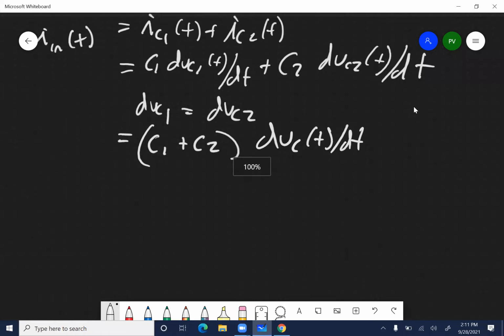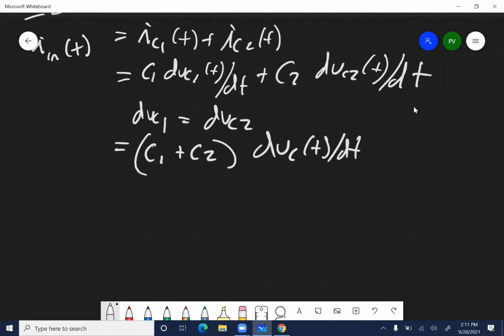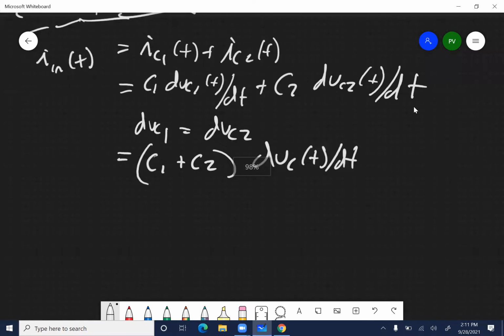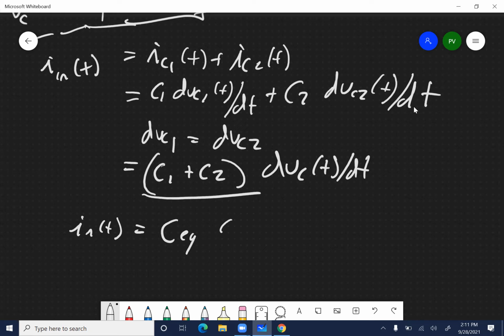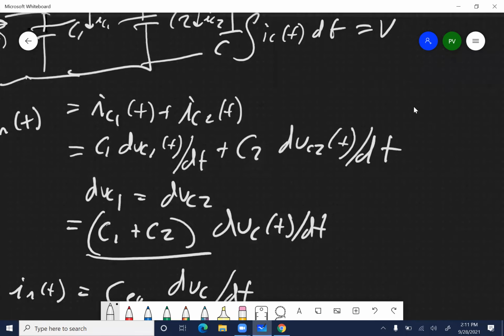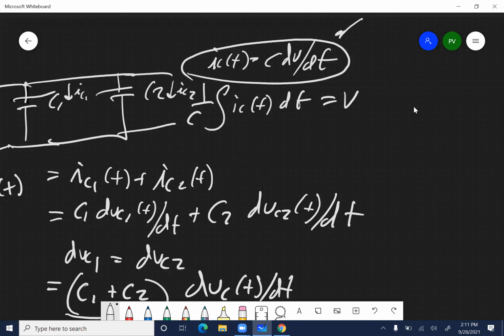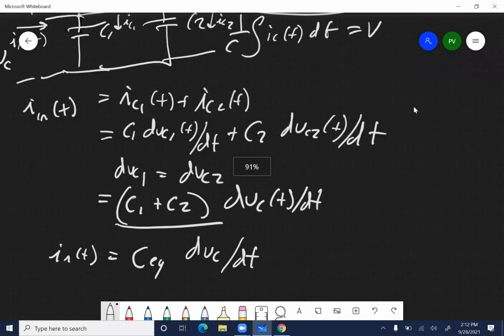And now we can say, oops, I'm not sure why this is being so particular for me. So now we can say that I in of t is equal to this capacitor here. We'll call it an equivalent capacitance times dVC of t dt, which if you go back to our original equation up here, that's the base governing equation for any capacitor. If I want to solve for any current going through a capacitor, all I need to do is take that capacitance and multiply by the derivative, which is what we've done here.